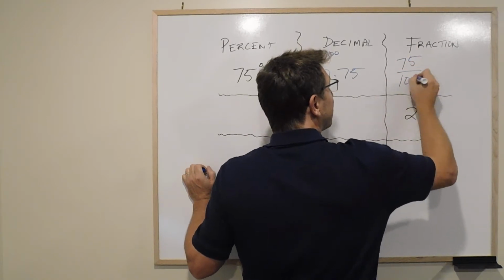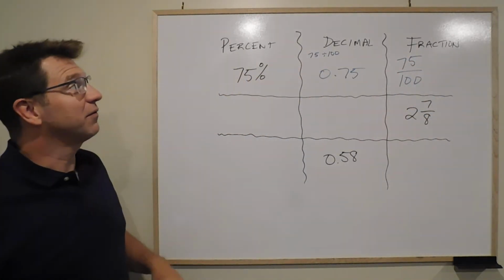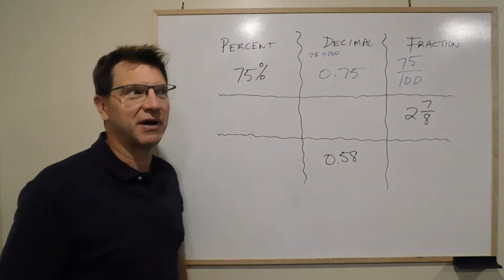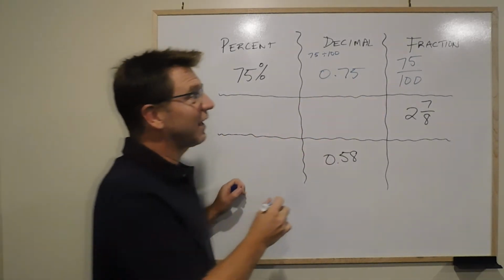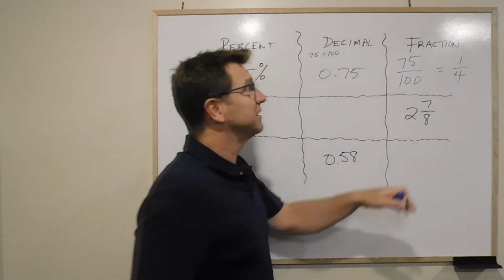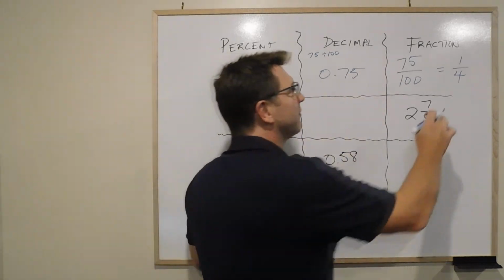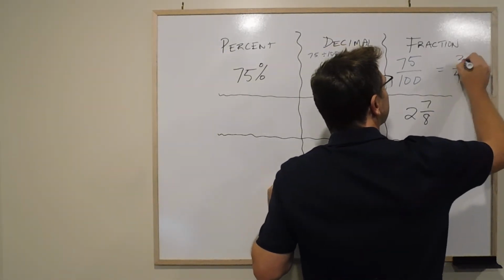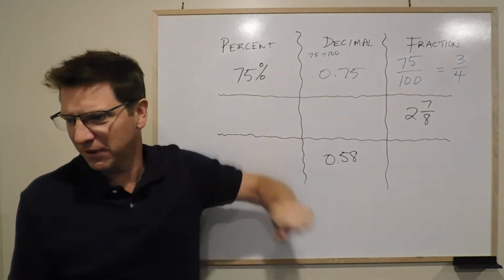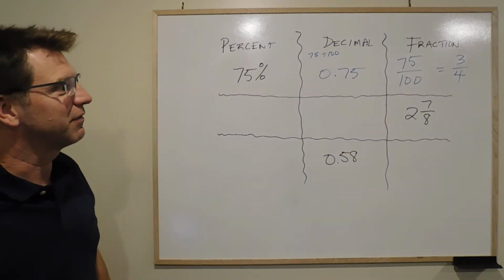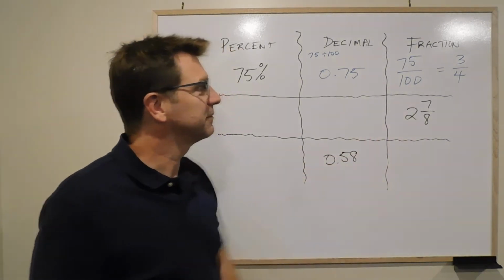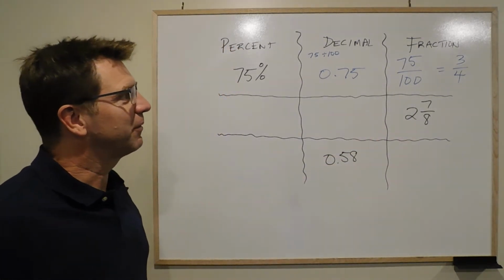Now to get it as a fraction, well, 75 divided by 100 we can write as a fraction. Because to go from a percent to a decimal, you have to divide by 100, so we can just show it as a fraction over 100. We have to reduce that. I can divide 75 by 25, and I can divide 100 by 25, getting an answer of 3 over 4.